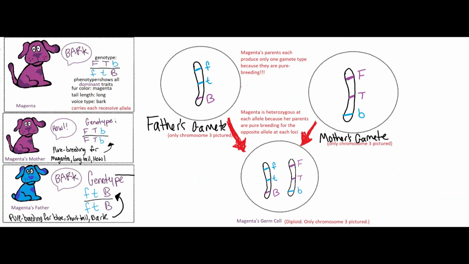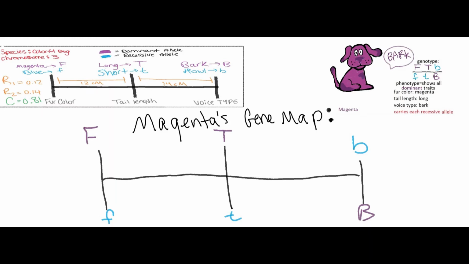Magenta's mother is pure breeding with magenta fur, a long tail, and a howl, while Magenta's father is pure breeding for the blue fur, a short tail, and a bark. Since Magenta's parents are pure breeding, any recombination event that occurred during gamete production does not affect the genotype of the chromosome inherited by Magenta. Magenta is heterozygous for all 3 loci of interest because her parents are pure breeding for the opposite allele at each locus. We can now predict the possible gamete types Magenta can produce.